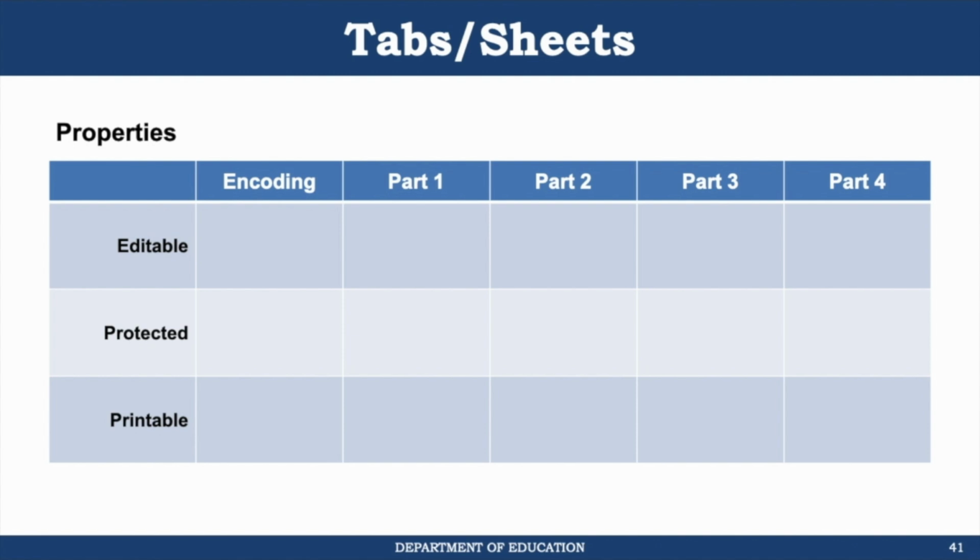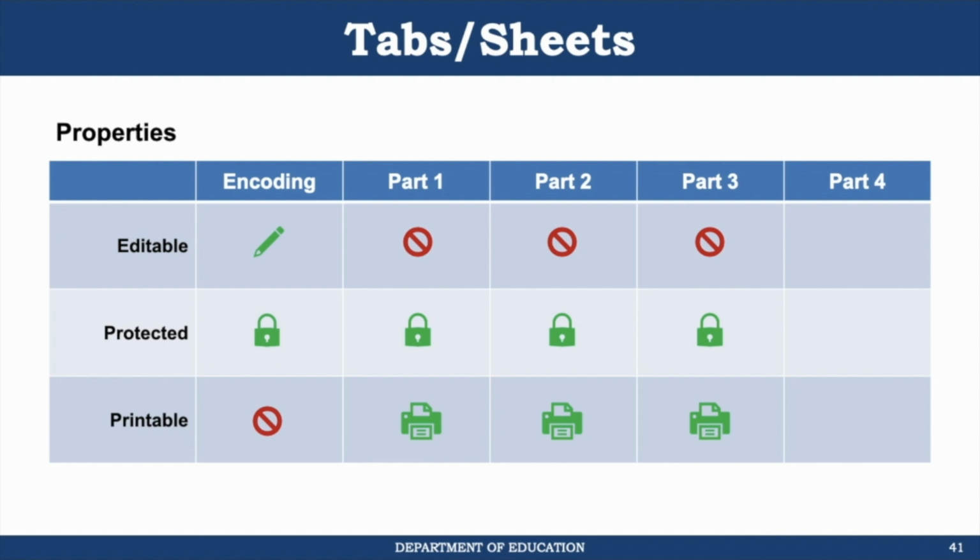Here are the properties of each tab. The Encoding tab is editable because it contains the data collection form. It is also protected, which means you cannot modify this sheet. Only white cells are editable. This form is also non-printable. Parts 1, 2, and 3 all have the same properties. They are all not editable because all data needed for these parts are encoded in the Encoding tab. They are all protected, not editable, and printable. The Part 4 tab is editable but also not protected, to allow users to make any necessary changes for crafting the development plans. And of course, it's printable.